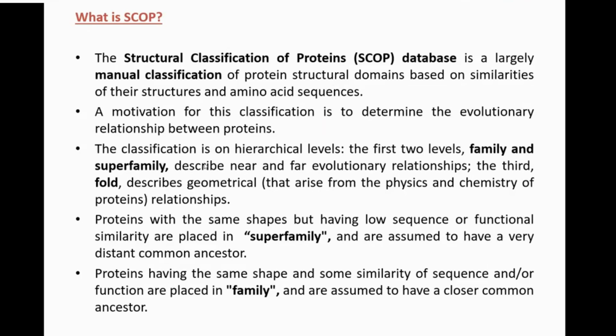The classification is on a hierarchical level. Hierarchical level means one to many, like a parent-child relationship. The first two classes, family and superfamily, describe the near and far evolutionary relationships, and the third level is the fold, which describes the geometrical relationship that arises from the physics and chemistry of the protein. Proteins with the same shape but a low sequence or functional similarity are placed in a superfamily and are assumed to have a very distant common ancestor.